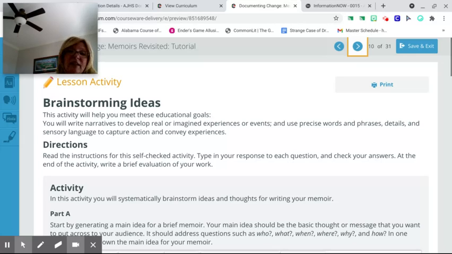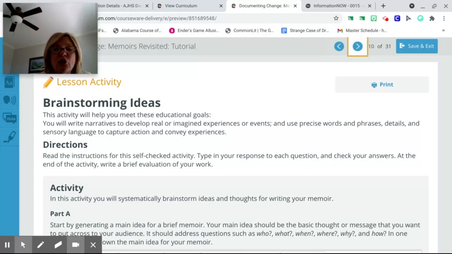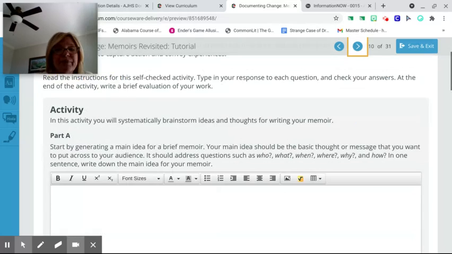Brainstorming. This activity helps you write narratives to develop real or imagined experiences or events. It helps you use precise words and phrases, precise details, and sensory language to capture action and convey experiences. So you're going to read the instructions for the self-paced activity. Type your response in and then check your answers. At the end, you're going to need to evaluate your work.